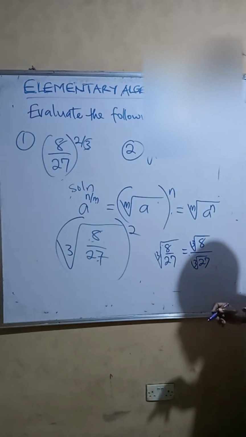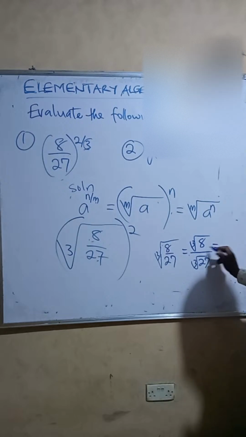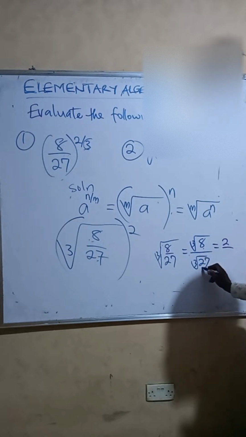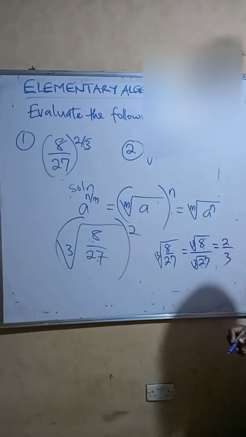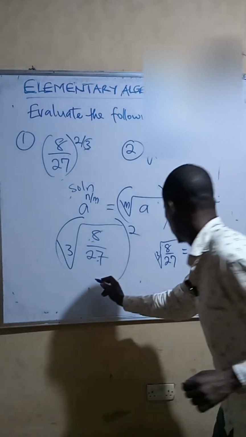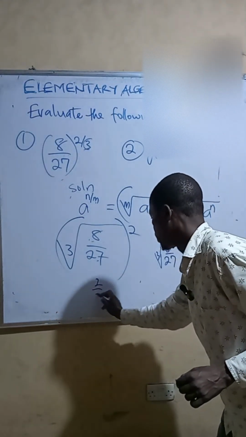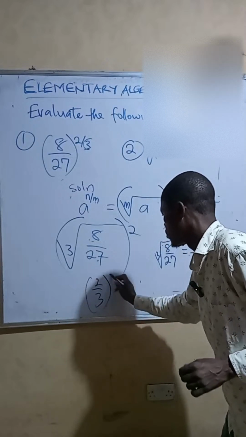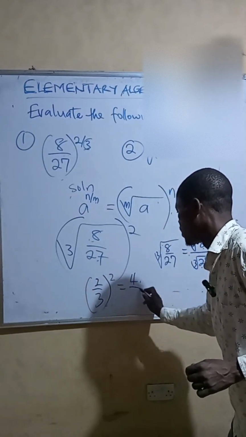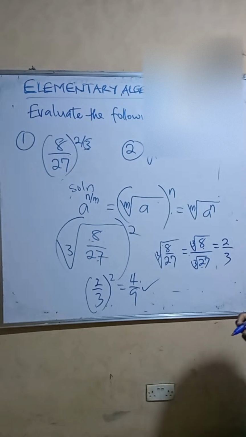Okay? So, and that will be equal to what? Cube root of 8 is 2. Cube root of 27 is what? Is 3. Okay? So that will be equal to 2 over 3 all squared. And that gives us 4 over 9. And that finished that question.